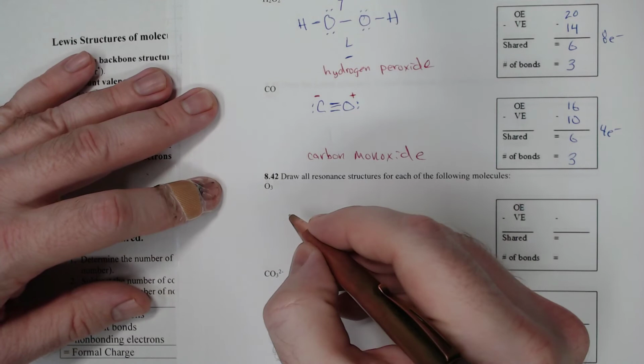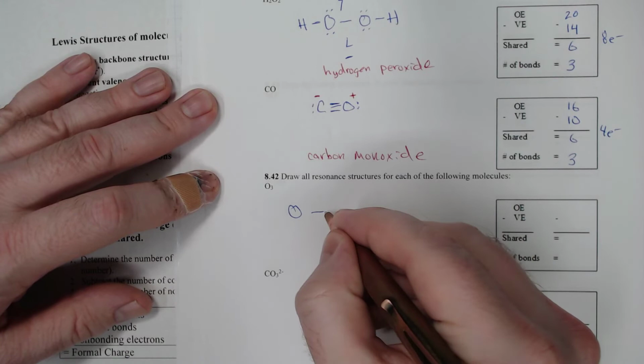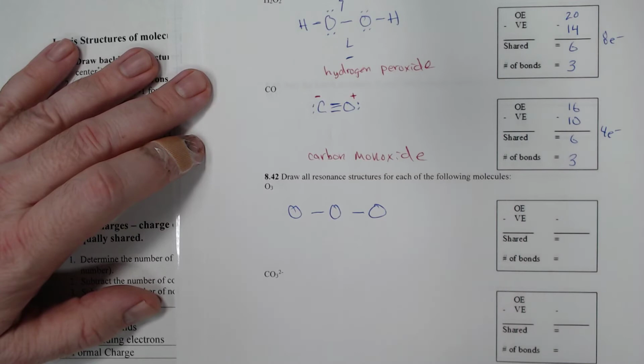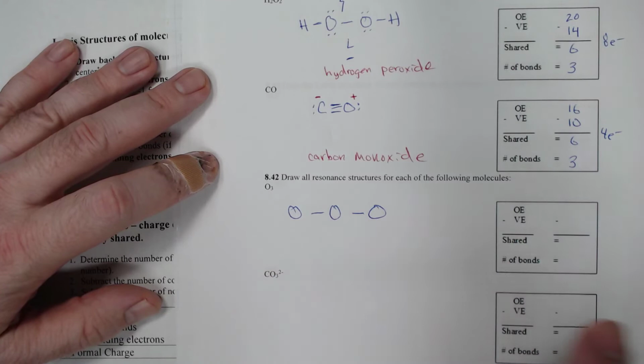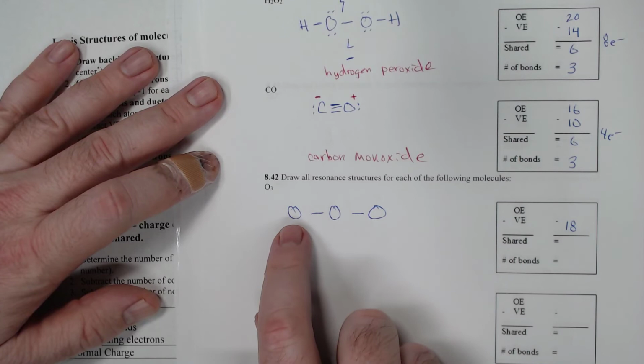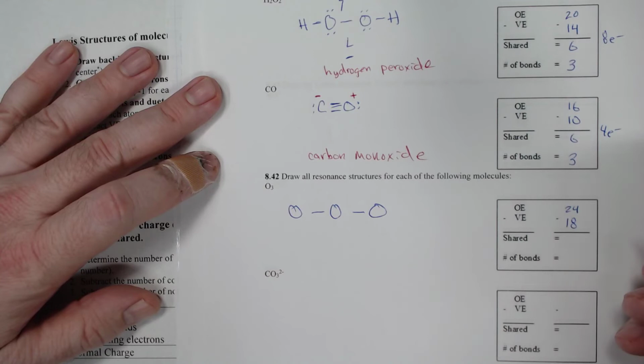All right, so which one goes in the middle? Well, they're all the same, so we're just going to put oxygen, oxygen, oxygen. So there are three oxygens. And then when we count the valence electrons, 6, 6, and 6, that's going to give us 18 valence electrons. For octet electrons, we're going to have 8, 8, and 8. Well, 8 times 3 is 24. All right, 24 minus 18 gives us 6.